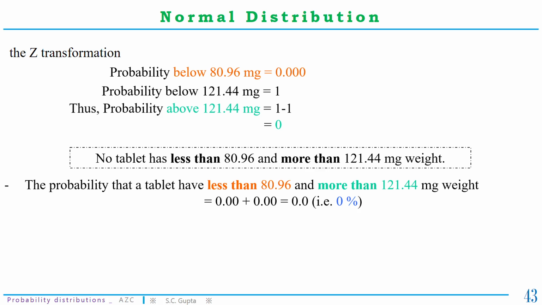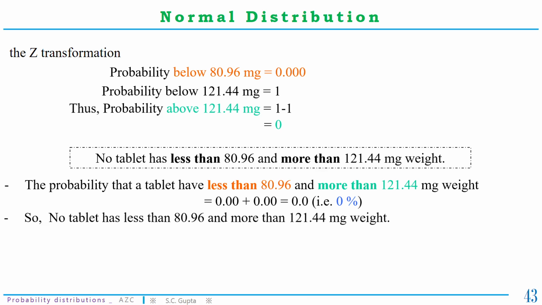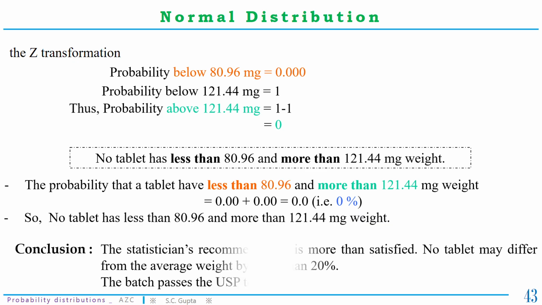0 plus 0 is equal to 0, so it's 0%. So, no tablet has less than 80.96 and more than 121.44 milligrams weight. Conclusion: the statistician's recommendation is more than satisfied. No tablet may differ from the average weight by more than 20%. The batch passes the USP test.